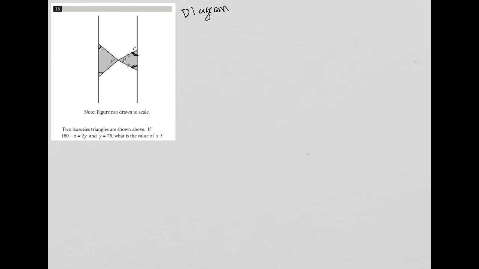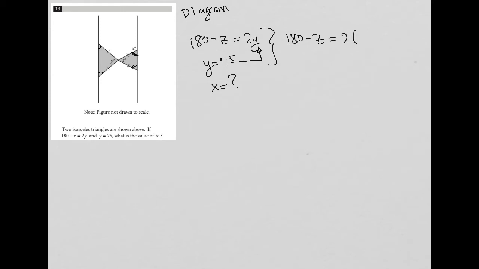If 180 minus z equals 2y and y equals 75, what is the value of x? Well, if y is 75, I can replace this y with 75, which turns these two things into a combined 180 minus z equals 2 times 75, or 180 minus z equals 150.